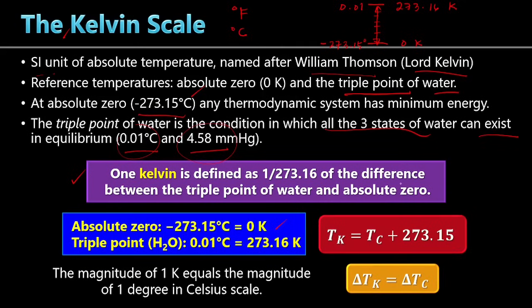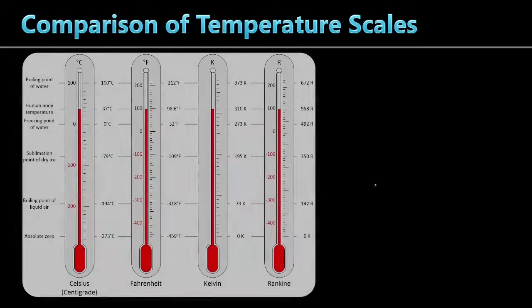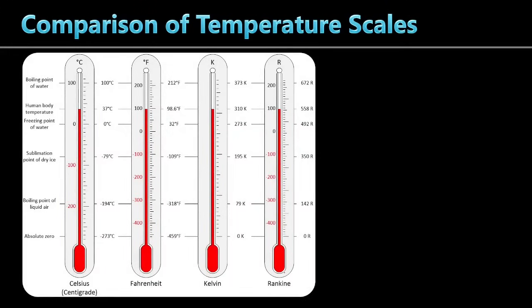Now, let us compare the temperature scales that we have discussed so far. Let's compare the Celsius, the Fahrenheit, and the Kelvins. Dagdagan pa natin, yung hindi ko nabanggit is yung Rankine. Rankine is also an absolute temperature scale, but this is in the English system. So, kumbaga, itong Kelvin ay kakompatible ng Celsius. At itong Fahrenheit, ang kakompatible ay Rankine. Okay?